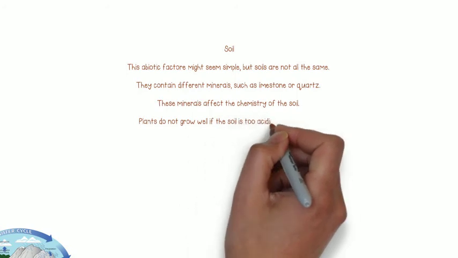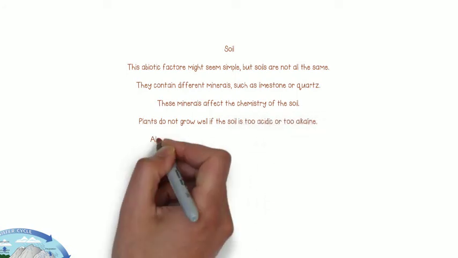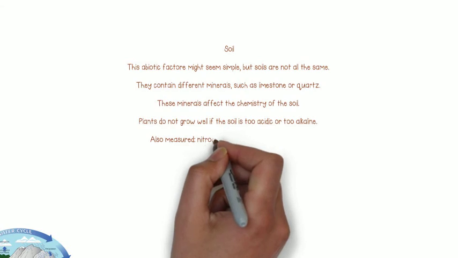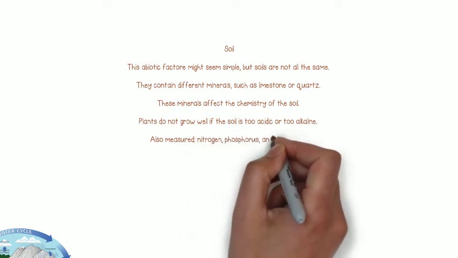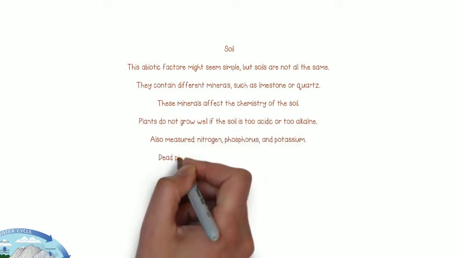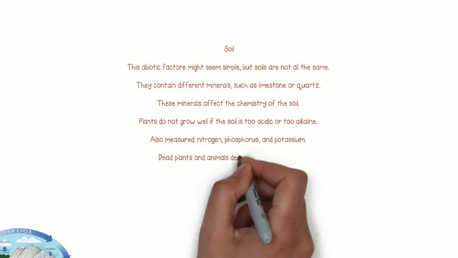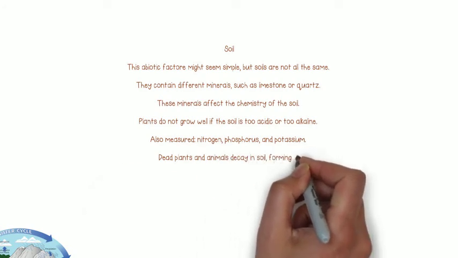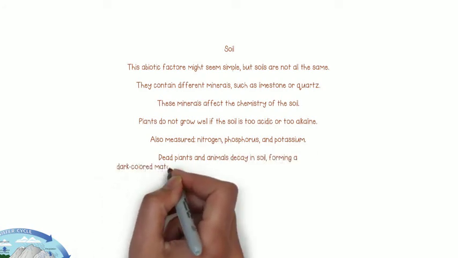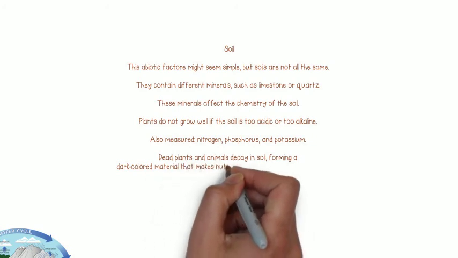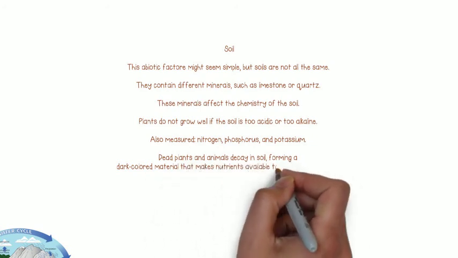Plants do not grow well if the soil is too acidic or too alkaline. Farmers and gardeners also measure the concentrations of important plant nutrients, including nitrogen, phosphorus, and potassium. Dead plants and animals decay in soil, forming a dark-colored material that makes nutrients available to plants, called humus.